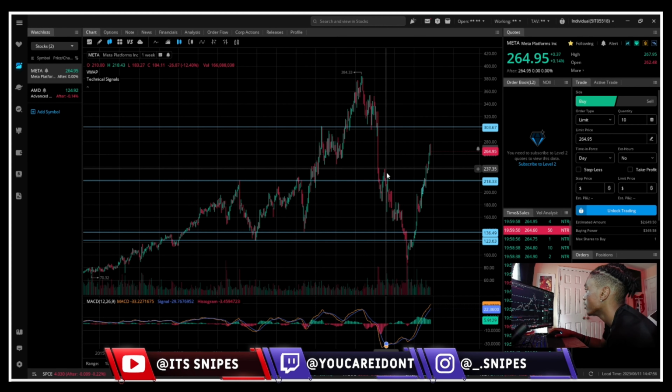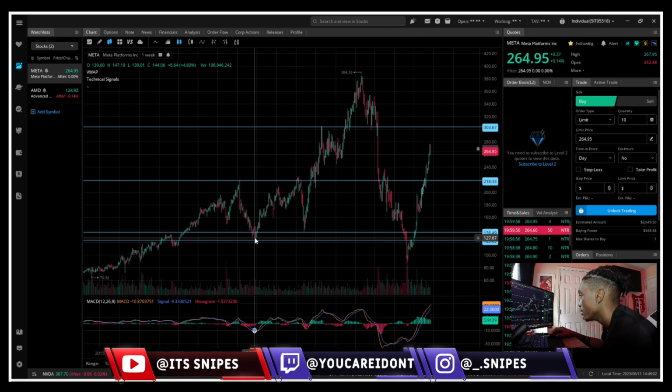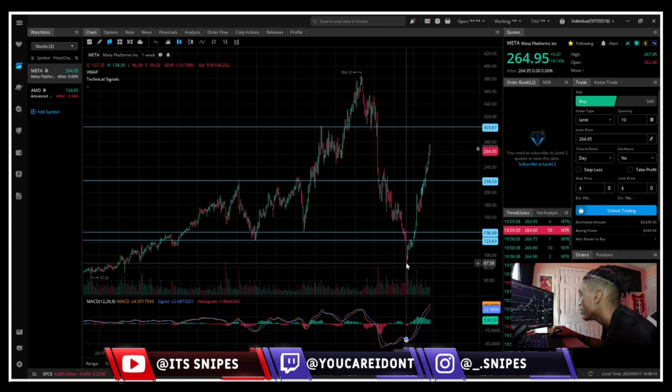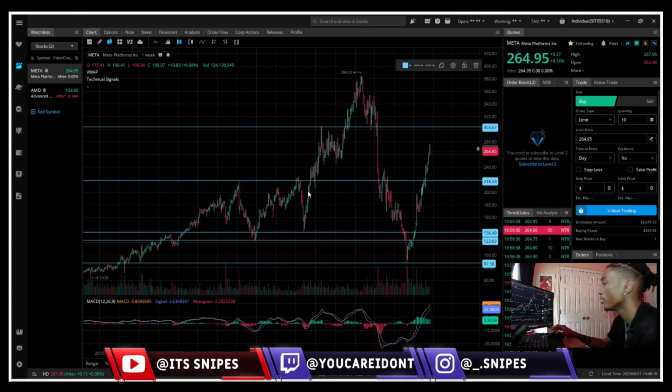So as you can see, it rejected off this same 218 level 3 times. Alright, then it bounced off this 123 level, came and bounced off this 136 level, then it came all the way down and bounced off this 87 level, we just marked up. So once you find the supply and demand, you're automatically gonna know when it's gonna bounce and reject.